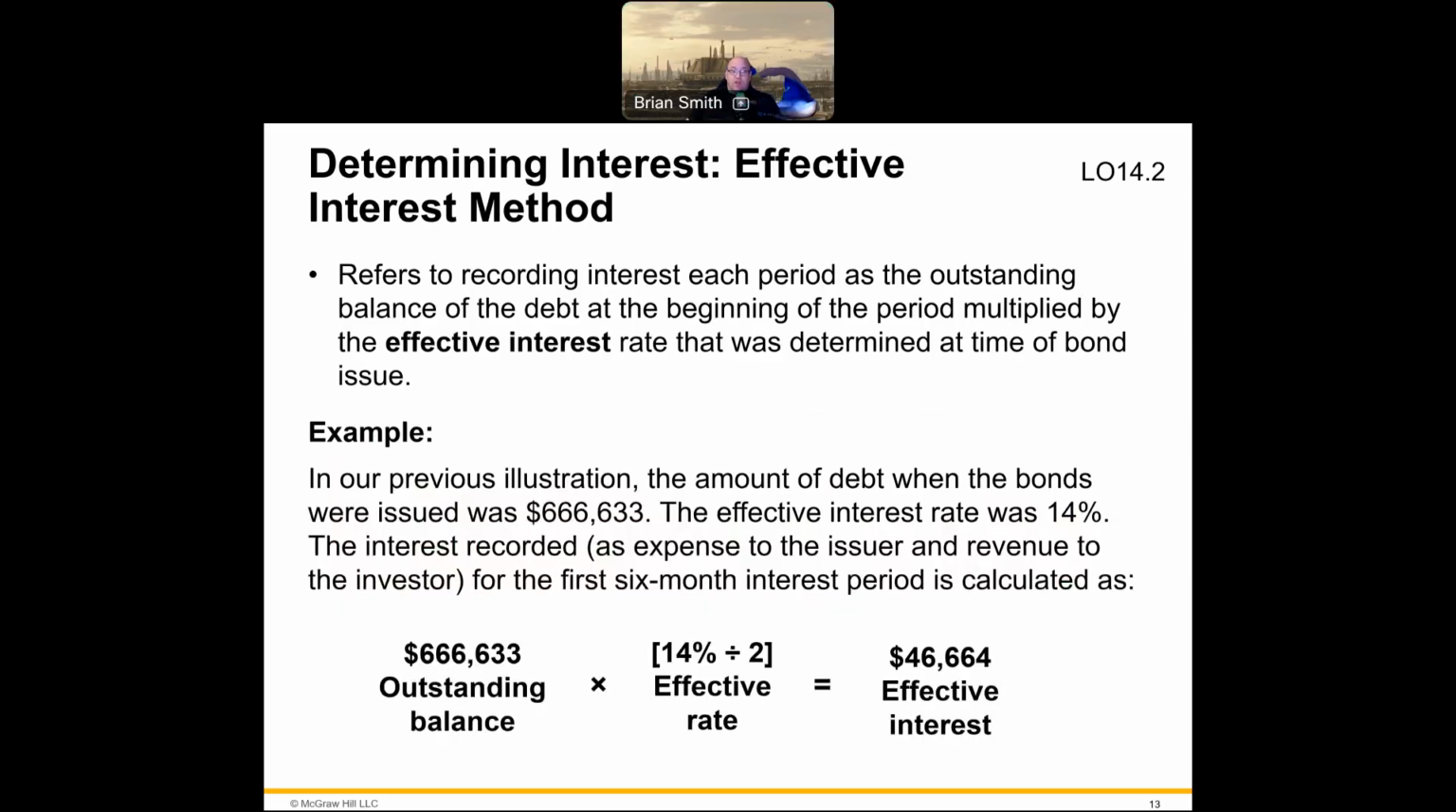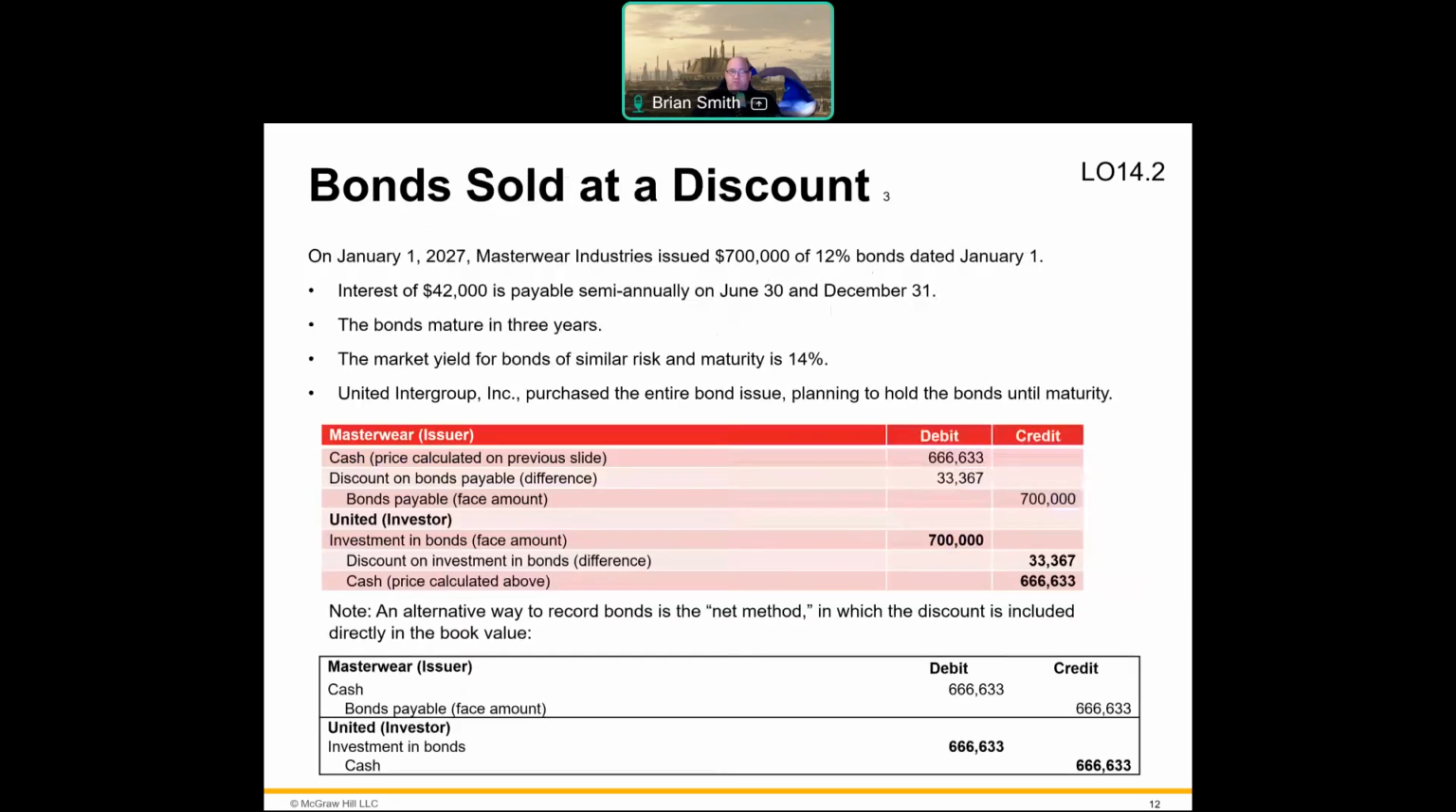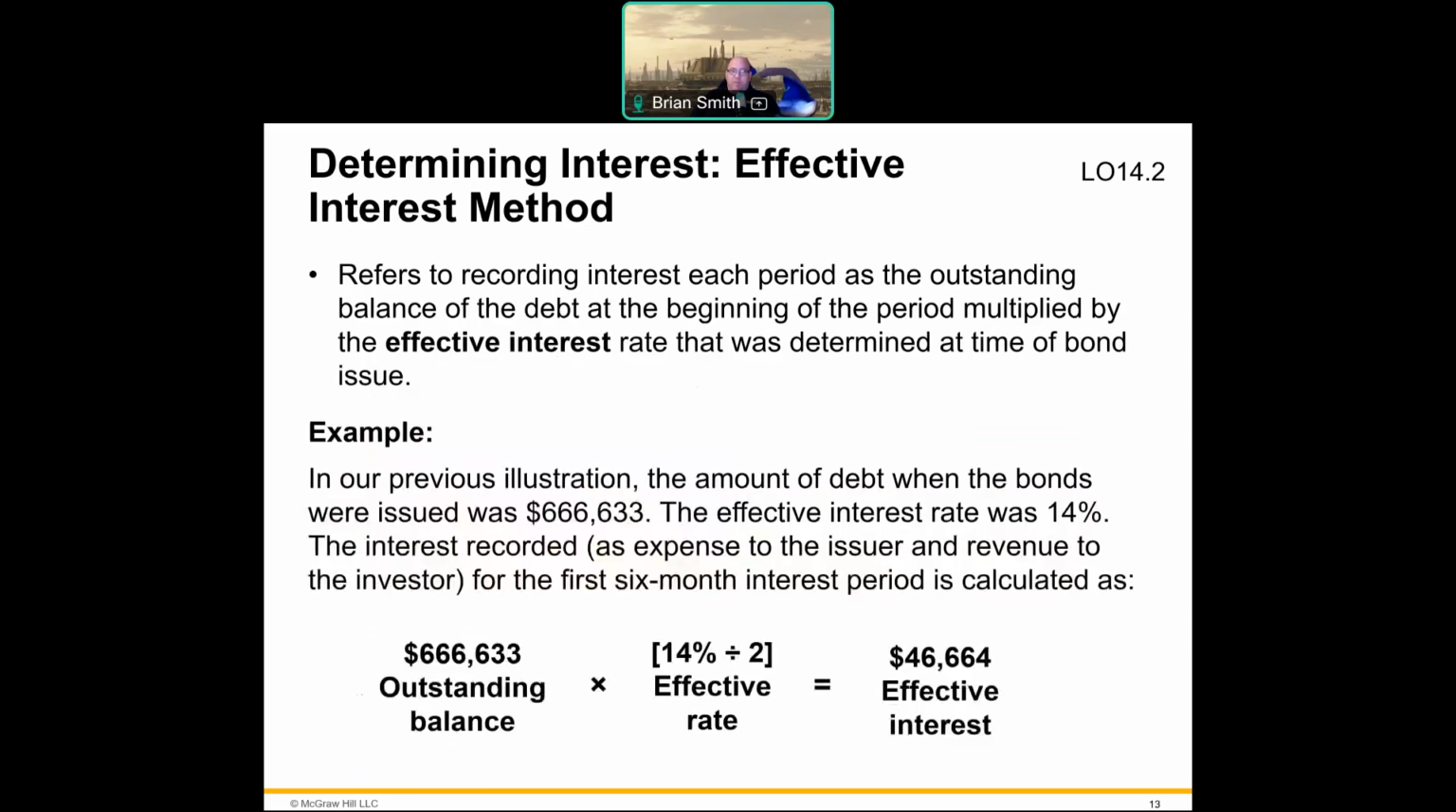Okay. So here's our effective interest. This is how we calculate it. We take the outstanding balance, the real balance, the present value balance, the 666,633. Multiply that by the effective rate, what you're getting from the market, which is 7%, and that's our effective interest. It's 46,664.